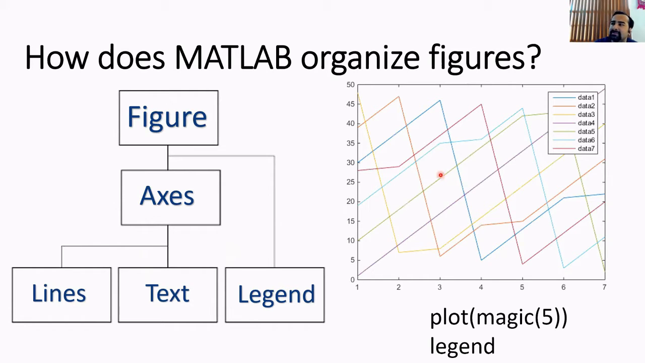So first you have to understand, how does MATLAB organize figures? The way it works is you have this all-encompassing thing called a figure, and within a figure you have what are called axes. Each graph that you make is its own axis, and each axis can have lines and text. And then each figure can have a legend. So if this whole thing is a figure, it has a single axis for this plot, then it has looks like 7 lines, no text, and then it has a legend on top of this figure showing each of the lines that are within the axis. And if you want to make this graph, you just do plot magic 5 and then legend. Very straightforward.